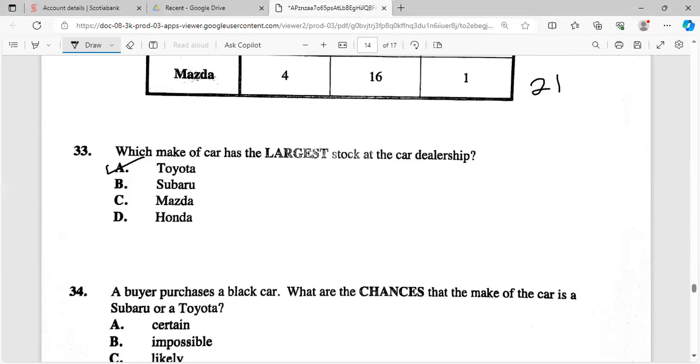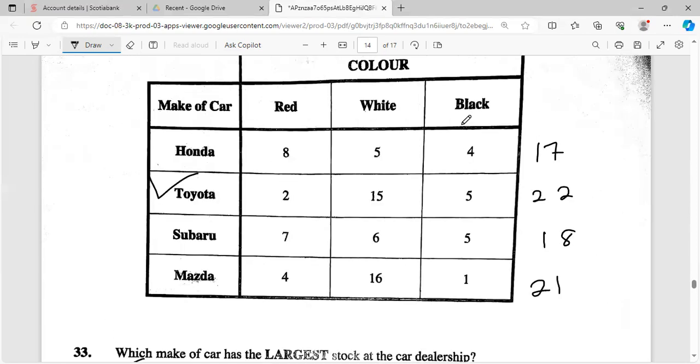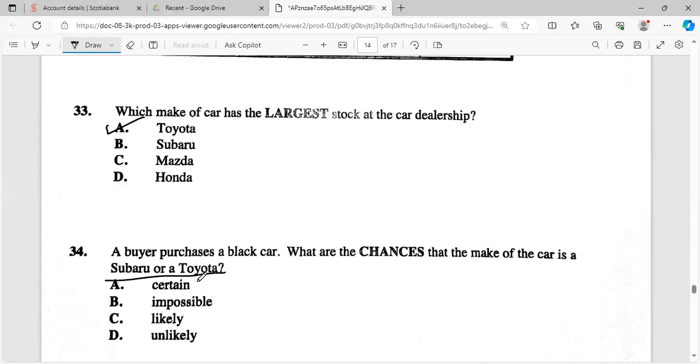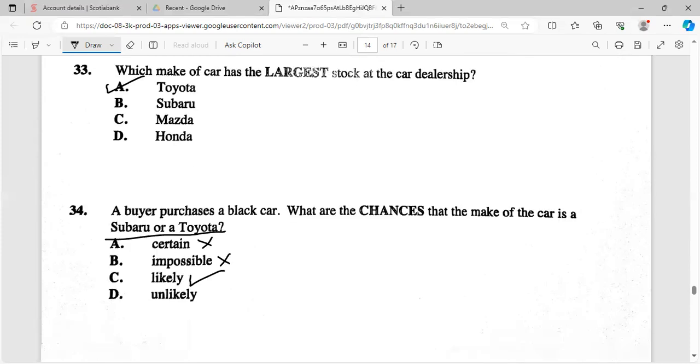Alright, let's look at 34. A buyer purchased a black car. What are the chances that the make of the car is a Subaru or a Toyota? So let's look at that. Black, Subaru or Toyota. So it's a total of 10 out of 15. So it's very likely. It's not certain because there are others. It's not impossible. It's very likely, not unlikely. Because the probability would be 10 out of 15. That's a very high probability, which works out to 2/3. So 2 out of 3, the most likely to pick that.